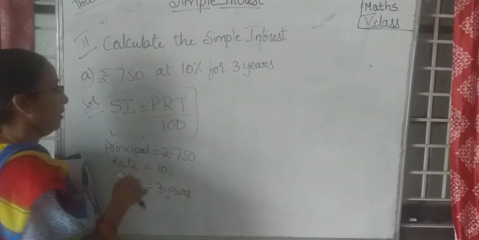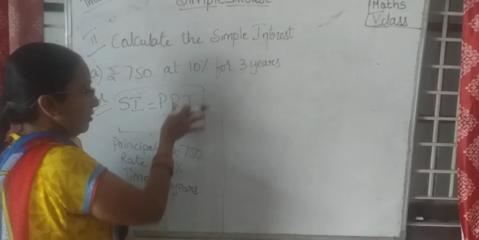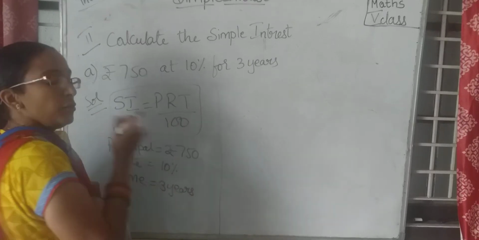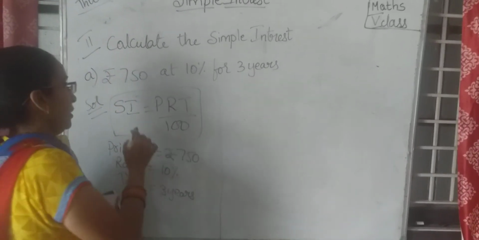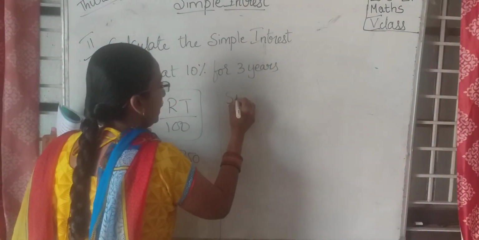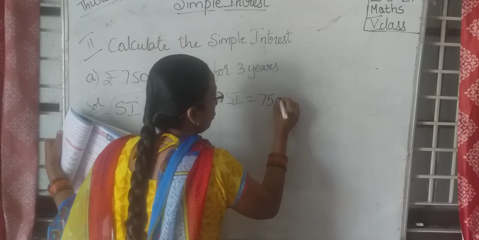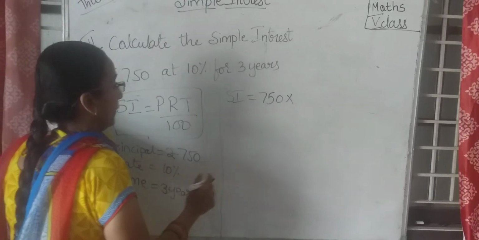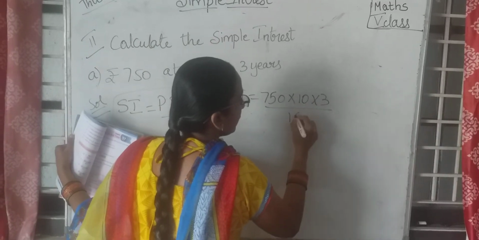Okay. Now you are going to write. See children, you are going to write this down only because I have no place. I am writing to the side. You have to continue down. Yes. Now come on. Simple interest is equal to P, that is 750, into 10 into 3 by 100.